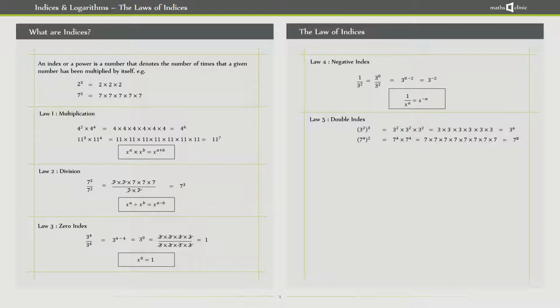So anytime you have one number raised to an index raised to another index, it simply equals the same number raised to the product. You just multiply the two indices and you have an answer, just like you did for 3: 2 times 3 is 6, or for 7: 4 times 2 is 8. And that is our double index law.